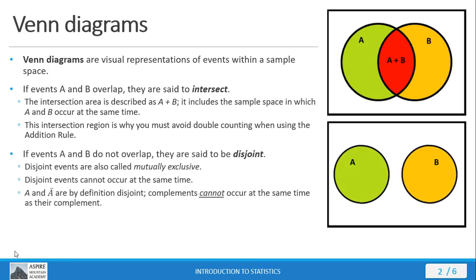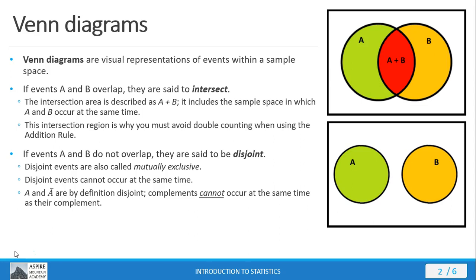Now it could be that events A and B don't overlap. In that case, you get a Venn diagram that looks like this. And in this case, A and B are said to be disjoint. Another term for this is mutually exclusive, because each of the circles is mutually excluding the other. So obviously there's no overlap here. That means that events that are disjoint can't occur at the same time.